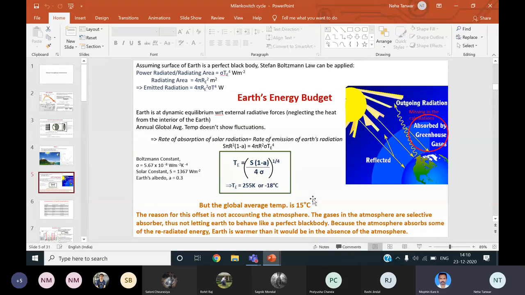So we didn't take into account the atmosphere of the earth. The atmosphere has gases, so when the radiation is emitted from the earth's surface, the atmosphere absorbs some of it and sends it back to the earth again. So earth is not able to radiate with its full black body potential because the atmosphere is holding some of the heat, and that's apparent from this plot.